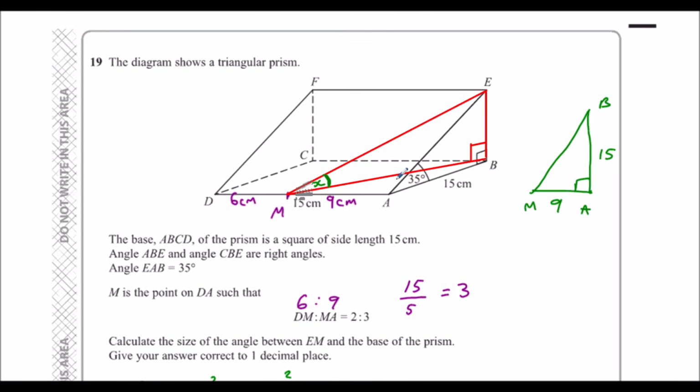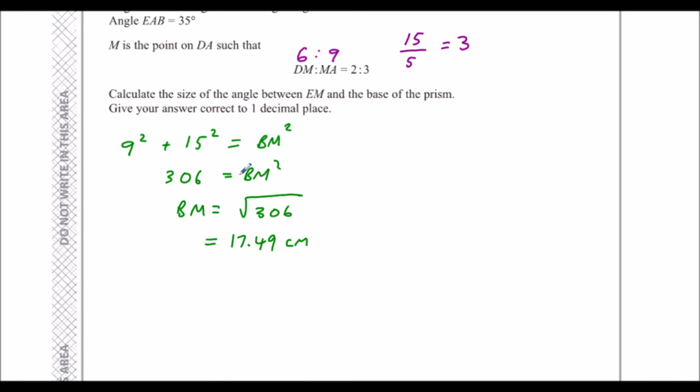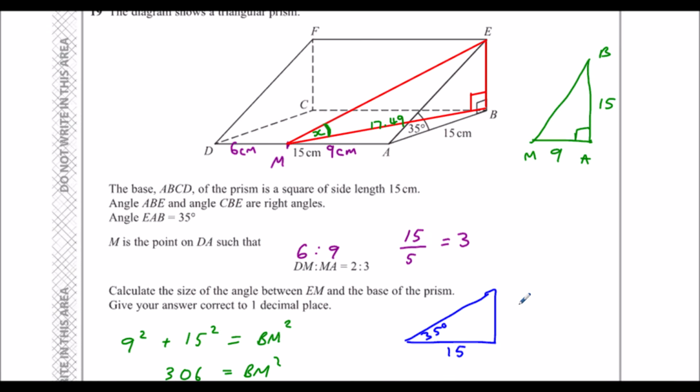So that's B to M. This is 17.49. Then I can use this 35 degrees and this 15. So using the triangle ABE, we've got 35 degrees here, 15 here, and we want to know this one, which is B to E.